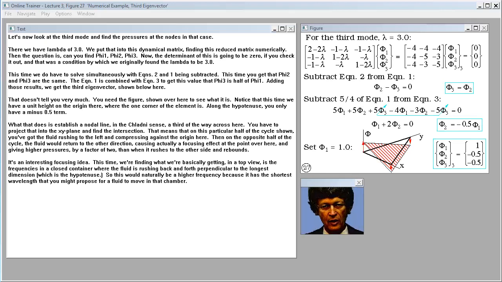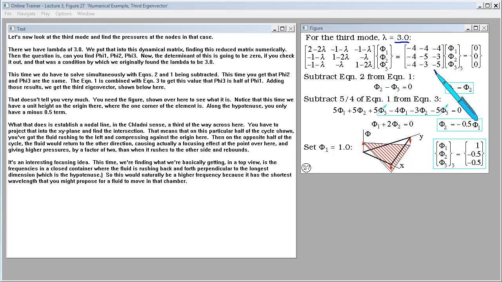Let's now look at the third mode and find the pressures at the nodes in that case. There we have lambda of 3. We put that into this dynamical matrix, finding this reduced matrix numerically. Then the question is, can you find phi1, phi2, phi3? Now the determinant of this is going to be 0 if you check it out. And that was a condition by which we originally found the lambda to be 3.